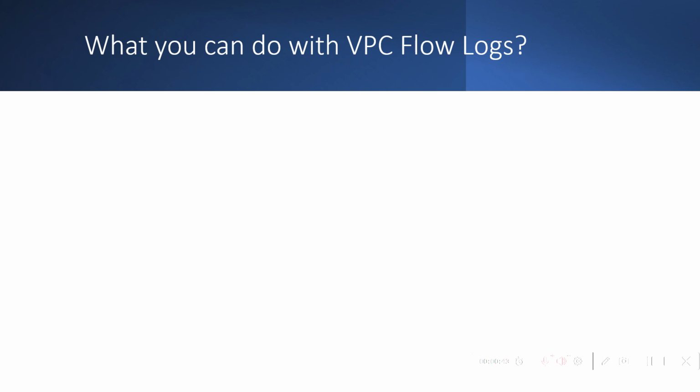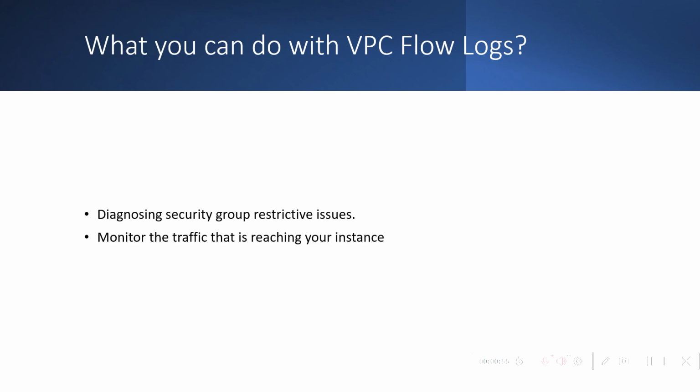What can you do with the VPC flow logs? You can diagnose security groups which are over restrictive and blocking the traffic, and you can identify the issues. You can also monitor the traffic that is reaching your instance or your ENI. You can determine the direction of the traffic to and from your ENI or network interfaces.